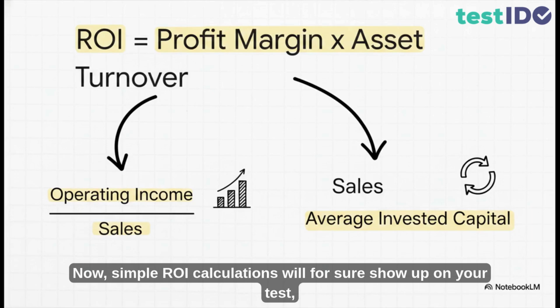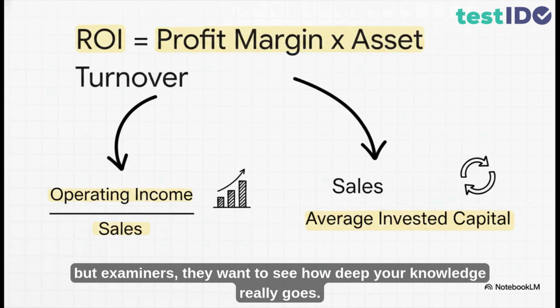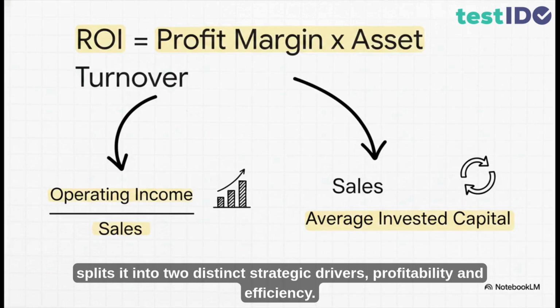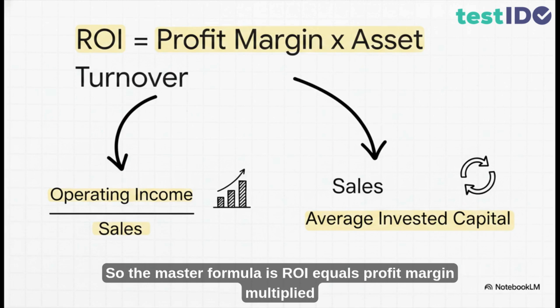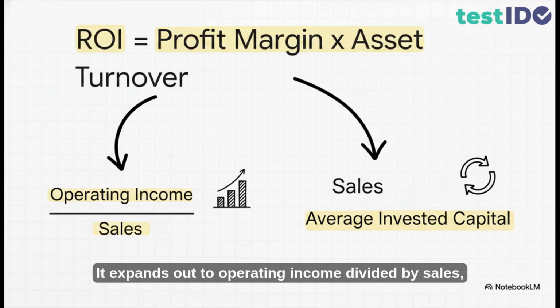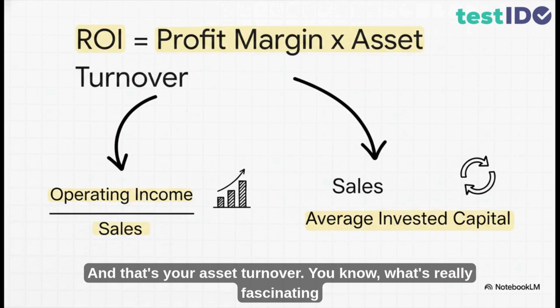Moving right along to Section 2, the DuPont breakdown. Now, simple ROI calculations will for sure show up on your test, but examiners want to see how deep your knowledge really goes. So, you are highly likely to be tested on the DuPont method. This takes the basic concept of ROI and splits it into two distinct strategic drivers: profitability and efficiency. So, the master formula is ROI equals profit margin multiplied by asset turnover. But as a CMA candidate, you've got to know the expanded version of this. It expands out to operating income divided by sales, which is your profit margin, multiplied by sales divided by average invested capital, and that's your asset turnover.